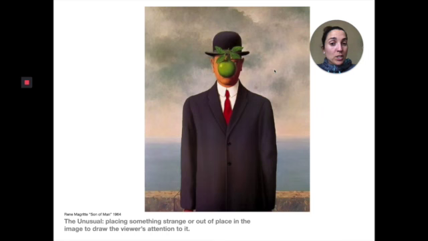If I were to ask you what the secondary focal point is within this painting, I would argue that it is the man's tie. So the unusual dominates our attention first with the floating apple, but again, red is such a demanding color, and especially given that it's contrasting against this very stark white and this very dark black suit, this, I would argue, becomes a secondary focal point.